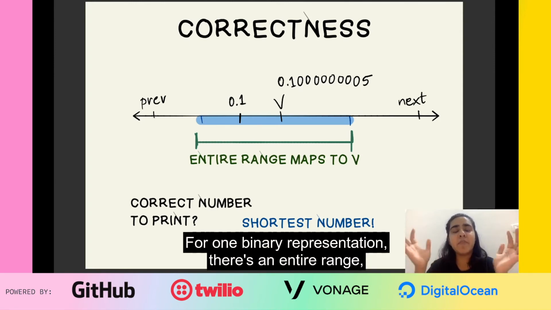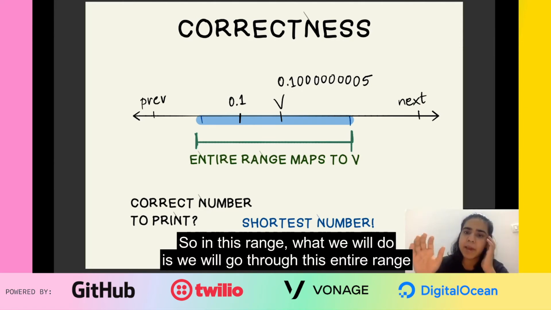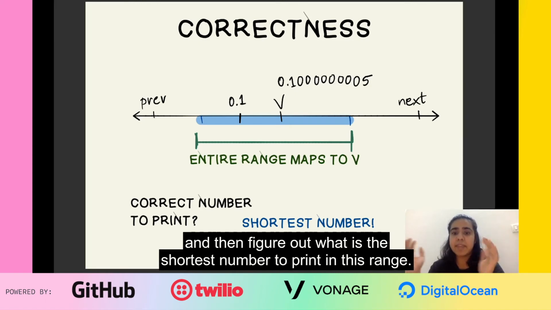For one binary representation, there's an entire decimal range that maps to that one binary representation. So in this range, what we will do is we will go through this entire range and then figure out what is the shortest number to print in this range.